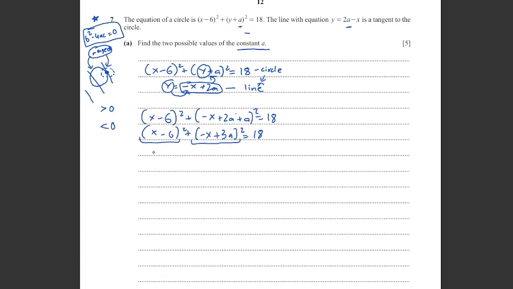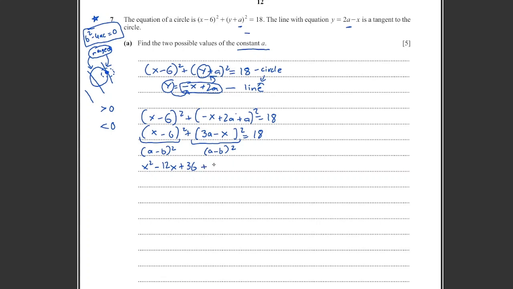So what identity am I going to use? Well, I'm going to use (a − b) whole squared over here. So this is just going to be x squared minus 2ab, so that's going to be 12x, plus 36. And then if I rearrange this, I can write it as (3a − x), and so I'm going to use (a − b) whole squared over here as well. And so this is just going to be 9a squared minus 6ax, and then plus x squared. And all of this is equal to 18.